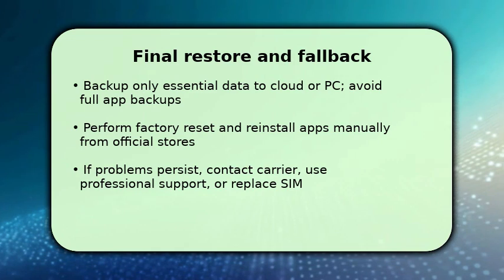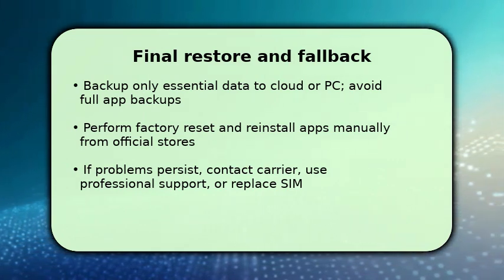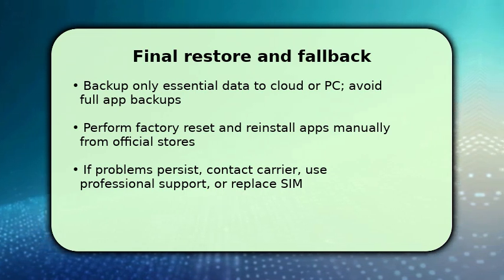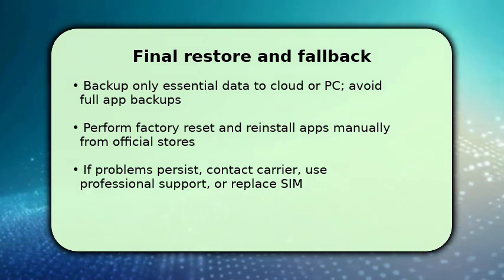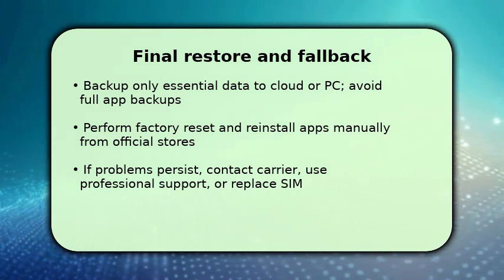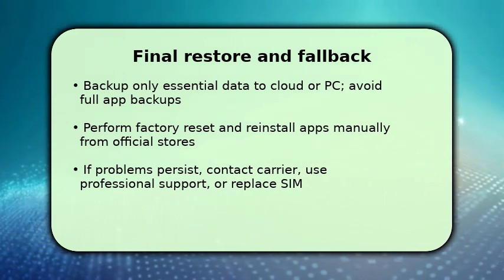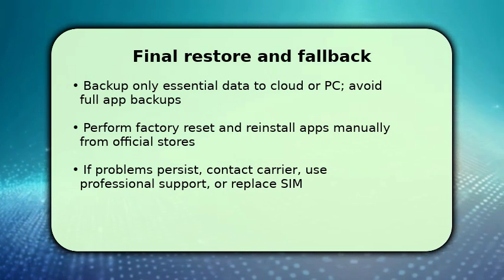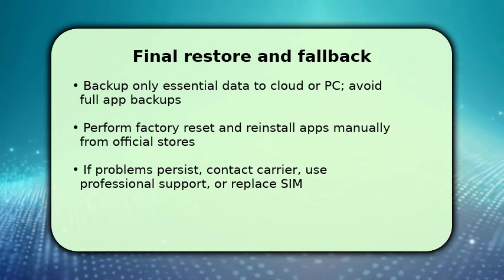Then perform a factory reset to erase persistent threats, and reinstall apps manually from official app stores so you control what returns. After restore, monitor battery and data for 48-72 hours to confirm cleanliness. If the breach continues or you can't reset, contact your carrier to check SIM or provisioning and seek professional support. This troubleshooting tip saves time and prevents repeated compromise.